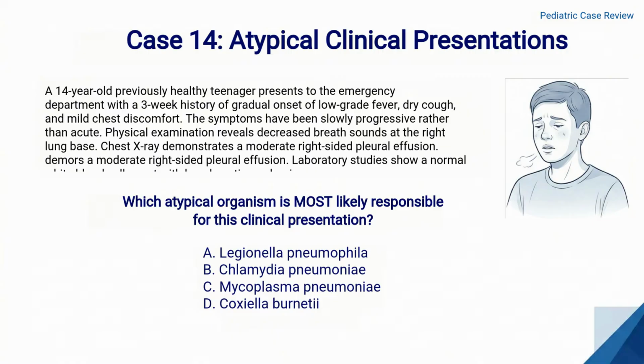Case 14. A 14-year-old previously healthy teenager presents to the emergency department with a 3-week history of gradual onset of low-grade fever, dry cough, and mild chest discomfort.